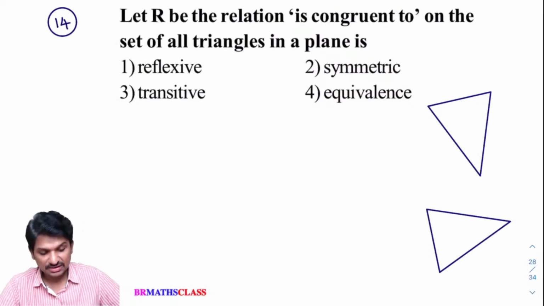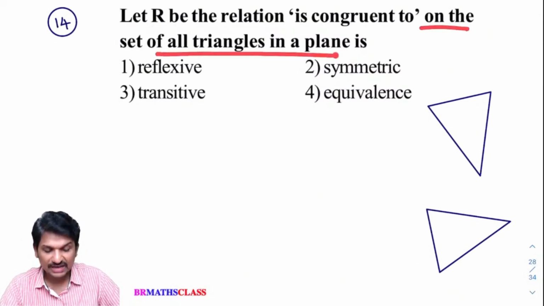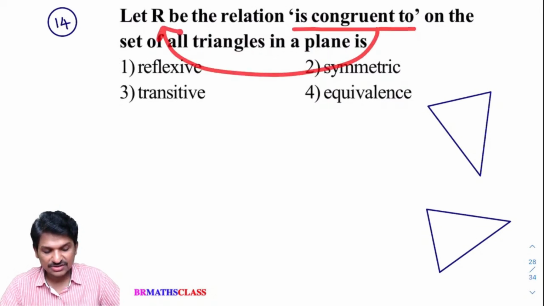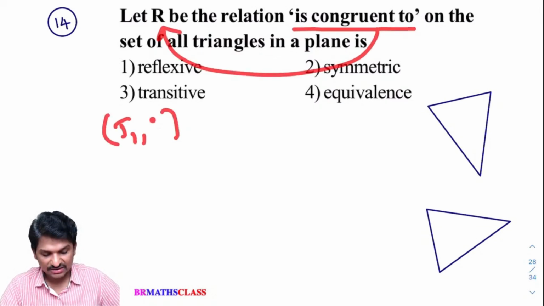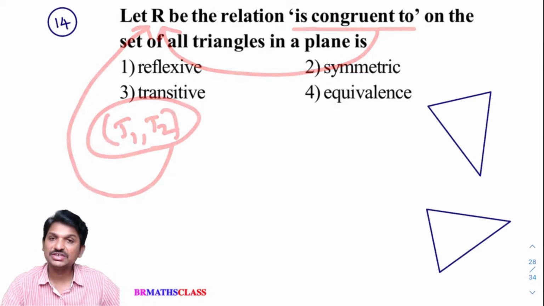All of you observe this. What are they saying? R is a relation on the set of all triangles in a plane. Now, if one triangle is congruent to another triangle, then those two triangles belong to this relation. A relation contains the set of all ordered pairs. Now, if triangle 1 is congruent to triangle 2, then that ordered pair belongs to this relation. That is what they are saying.